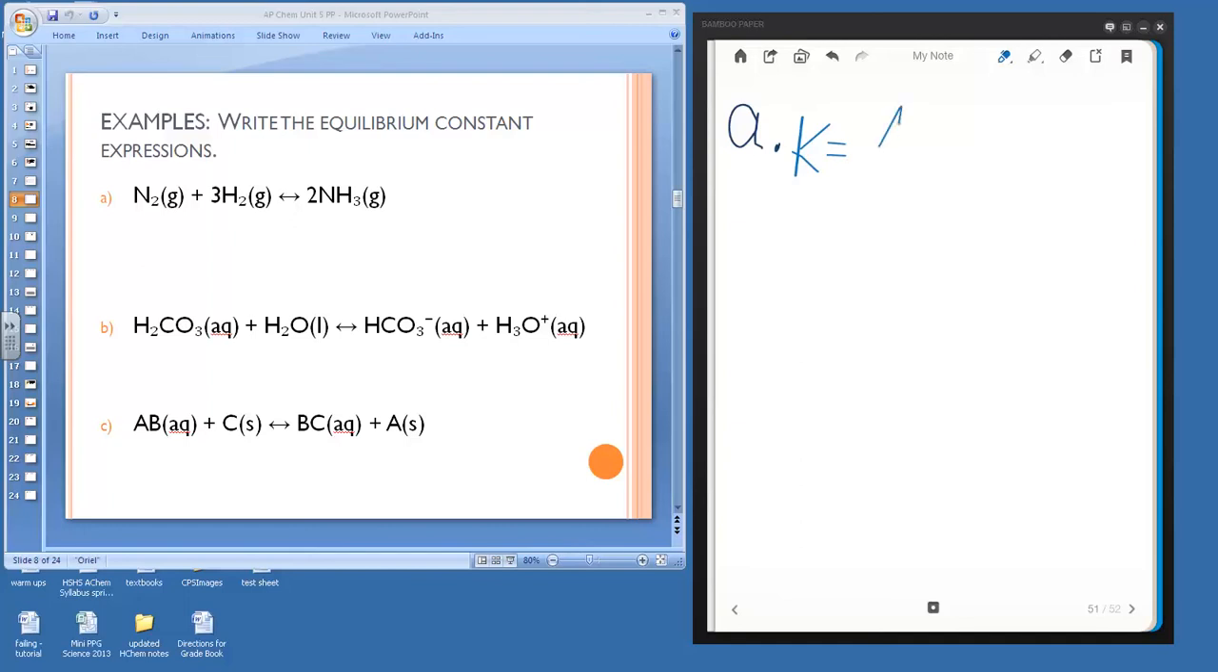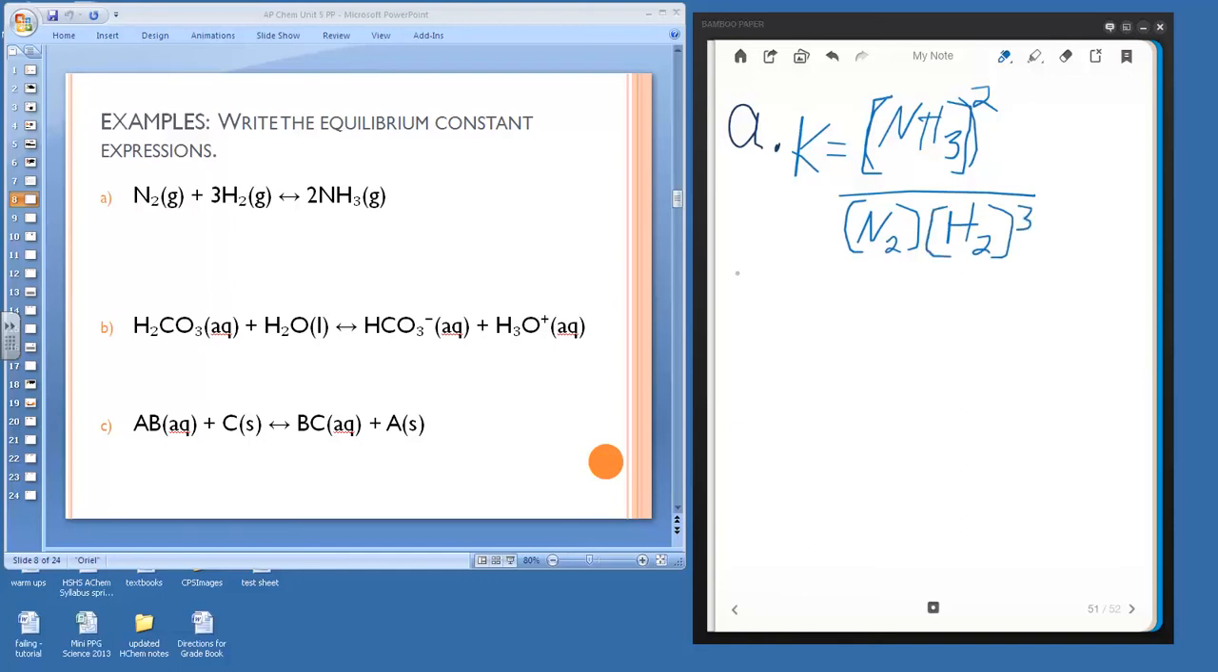The products are NH3, squared. Again, that's concentration. I apologize for the sloppy writing; I should do that better, not the parentheses. Over N2 to the first power, because he just has a 1 in front of him on the balanced equation, and H2 to the third power. And that's it.